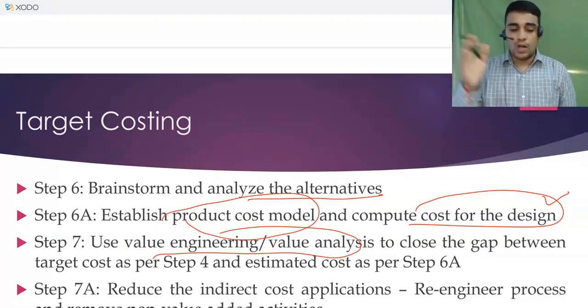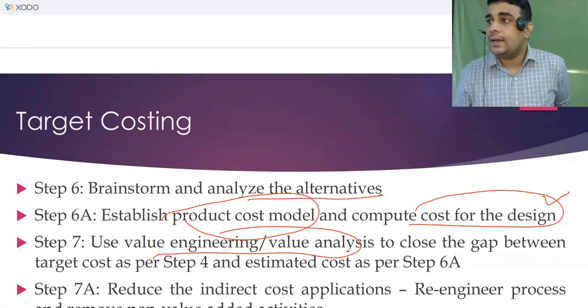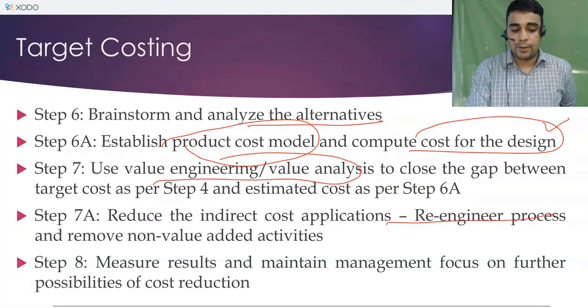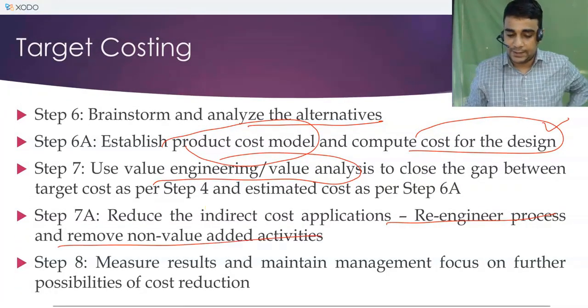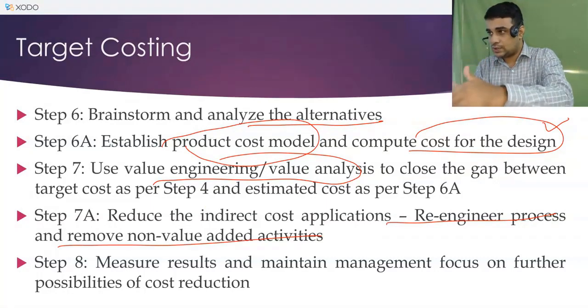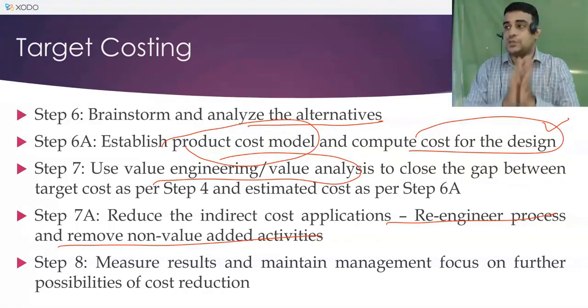You also need to take care of your indirect cost, not only the direct cost. You'll have to reduce the indirect cost as well. Re-engineer processes and remove non-value added activities. Once this happens, you're able to bring down the cost within the said limit, and introduce the product.